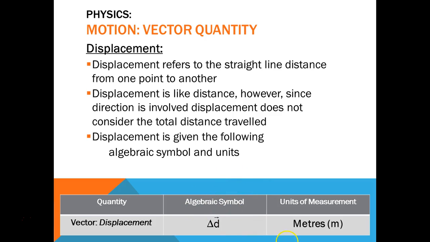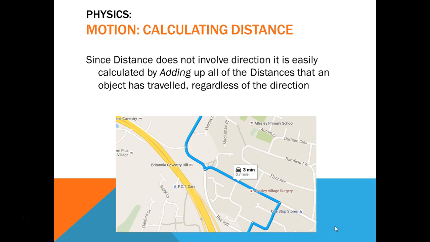Again, our displacement symbol is the change, remember triangle change, and the small d for distance, and we have that arrow again. The arrow tells us that it is a vector quantity and we need to have a direction. The units are in meters. So to calculate distance, this is easy. You've done this lots. You just add up all the distances regardless of the direction they go, and you see how long it is.